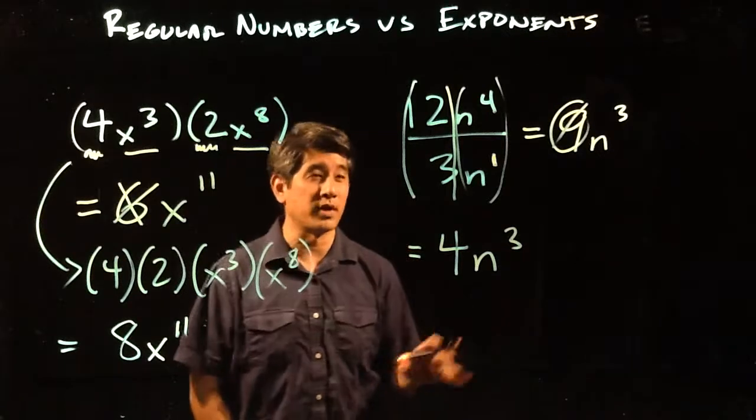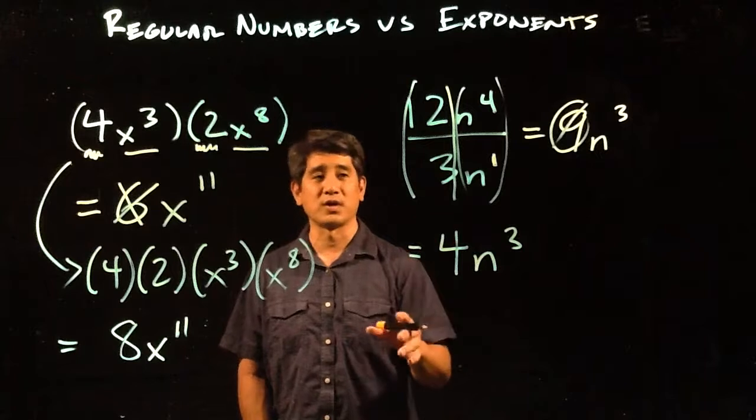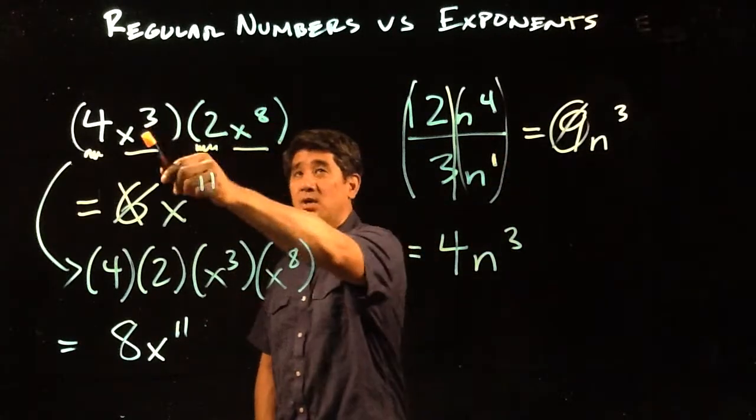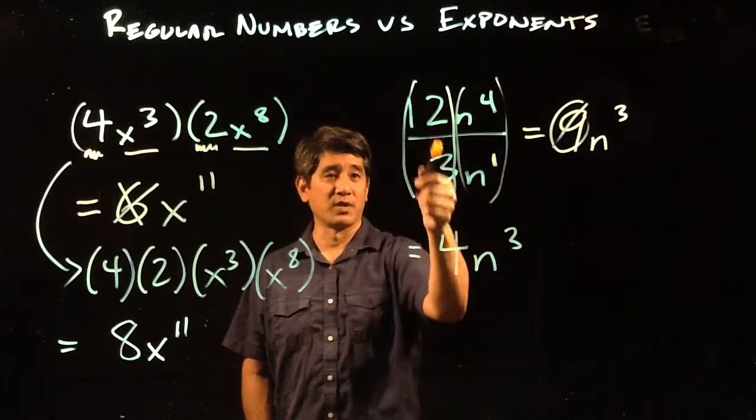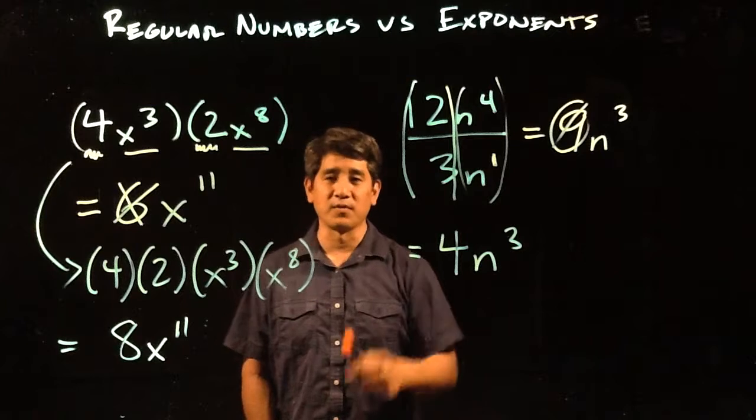Okay, so that's the number one thing I want to get across to you guys. I see this all the time. People overdo it with the shortcuts, not realizing that the shortcuts only apply to the exponents, but they don't apply to the regular numbers, 2, 12, 3, 4, and 2. Okay, so be careful about that.